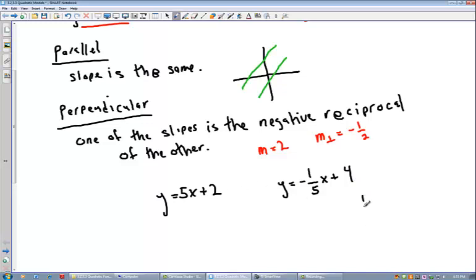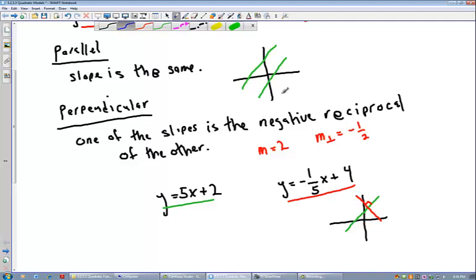If you graph them, you'll see that you have this line here, which looks something like that, and then you'll have this line here, which will look something like this. Perpendicular means they'll cross at right angles. Let's do this in blue. So they'll cross at right angles. That's how we tell if two lines are perpendicular or parallel from their slope.